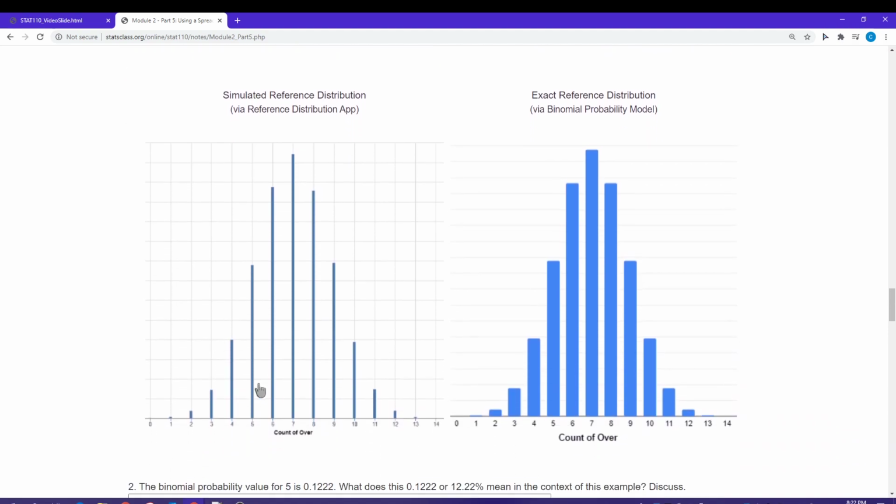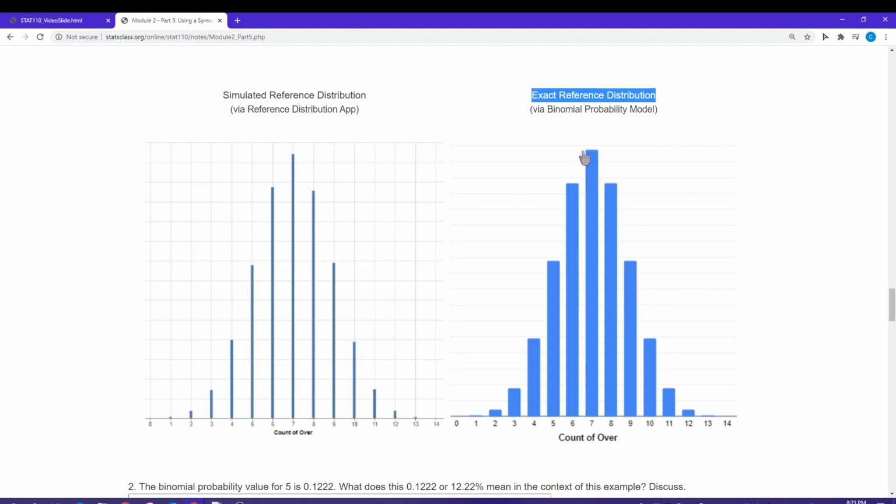On the left here is the reference distribution that we got from the binomial simulation app. That looks familiar. And this is what it looks like from the binomial probability model. Now we call this an exact reference distribution because we know that this is exactly correct, because it is based on an infinite number of outcomes. And those two distributions are going to look very, very similar.